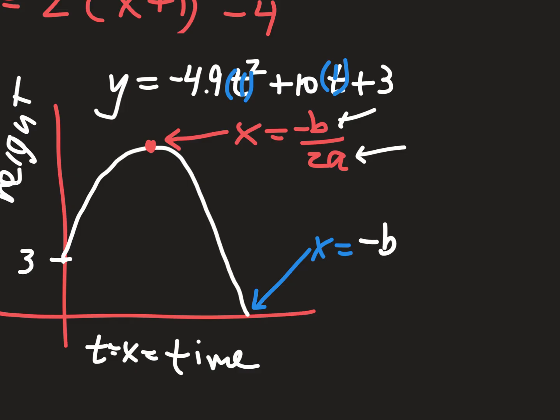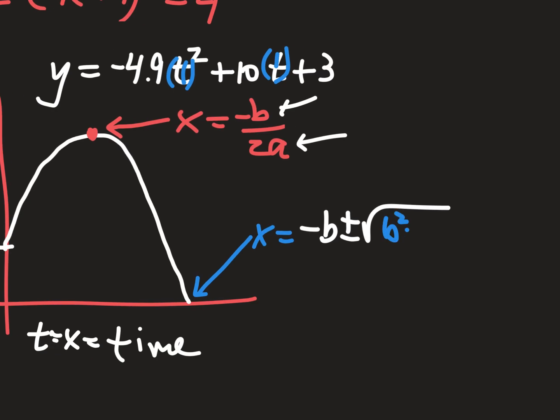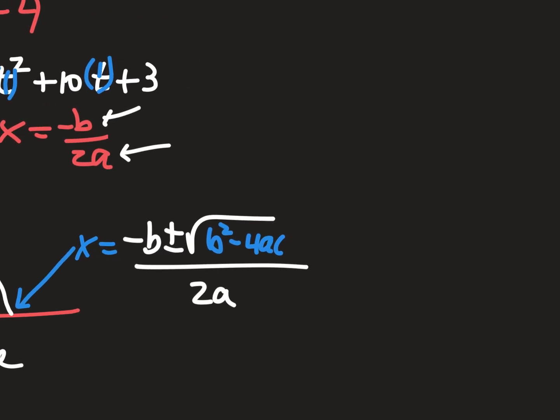X equals negative b, plus or minus square root. I'm going to use a different color here. B squared minus 4ac, all over 2a. Why did I use a different color for b squared minus 4ac? Because it's a thing. What is it? Discriminant. If you did not know that that's a discriminant, what would you do if the test question said find the discriminant? So if you're not good at that, you should take notes.